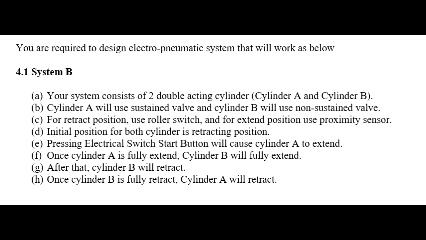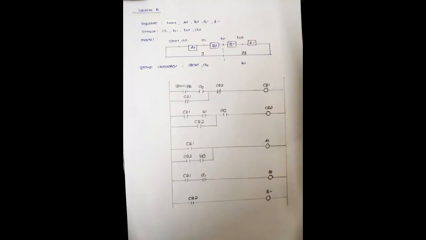I'm going to explain system 2. Start off with the sequence. When start, cylinder A extends, then cylinder B extends, followed by cylinder B retract, then cylinder A retract. So the sensors used for this system are A1, B1, B0 and A0. So this is the model. Following the sequence, there are two groups. The group activator for group 1 is start and sensor A0, and the group activator for group 2 is B1.